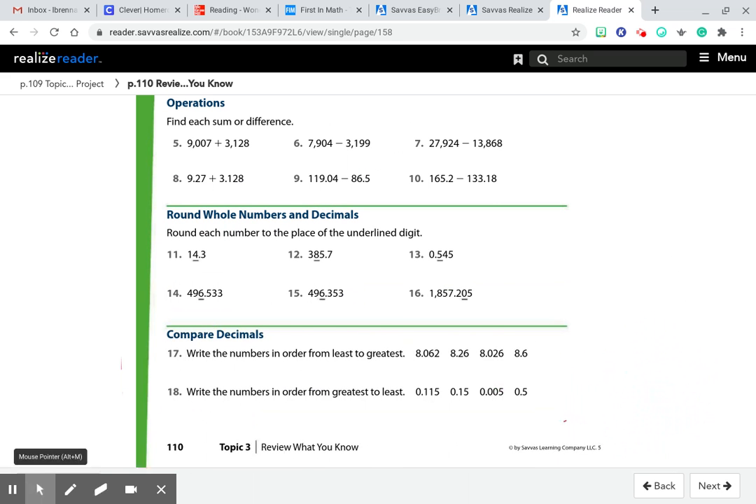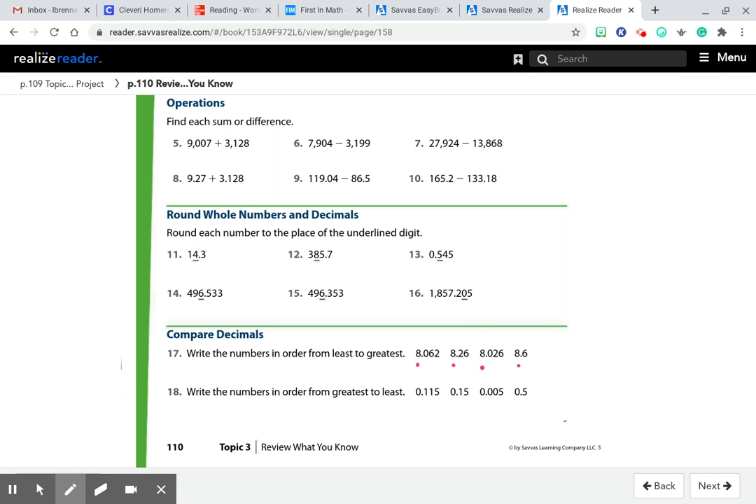Write the numbers in order from least to greatest. So we're going from least, which is smallest, to greatest, which is largest. And we have 4 values here. Let's take a look going from left to right. There's an 8 in the ones place, an 8 in the ones place, an 8 in the ones place, and an 8 in the ones place. So that's not going to help me.